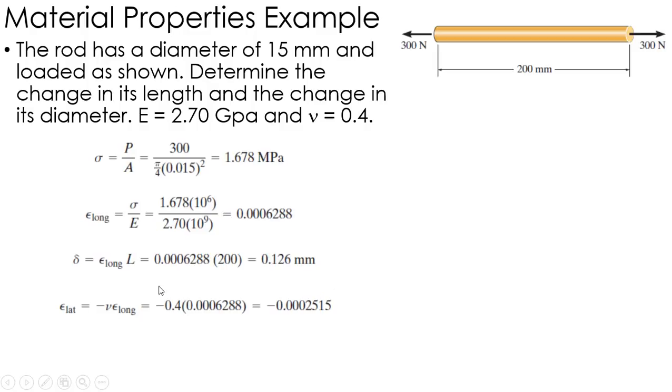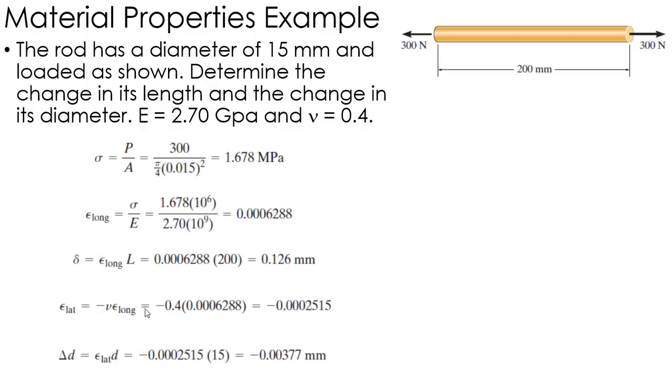0.0006288. Again, the negative sign basically tells me that I am having a negative lateral strain because as the length increases, the area decreases, or the diameter decreases. So that's where the negative comes from. So it's just that relationship with Poisson's ratio of latitudinal strain and longitudinal strain.